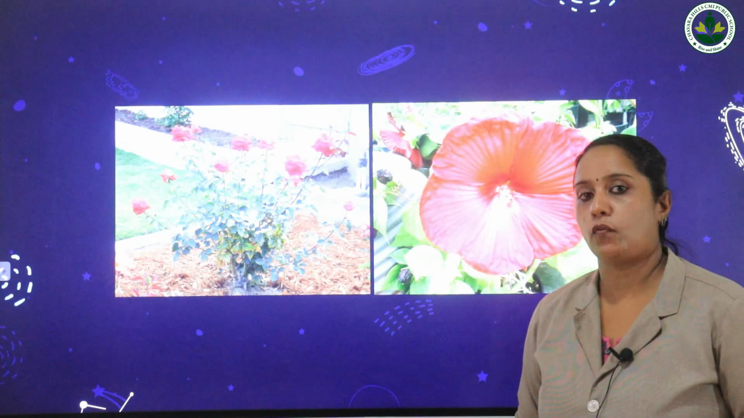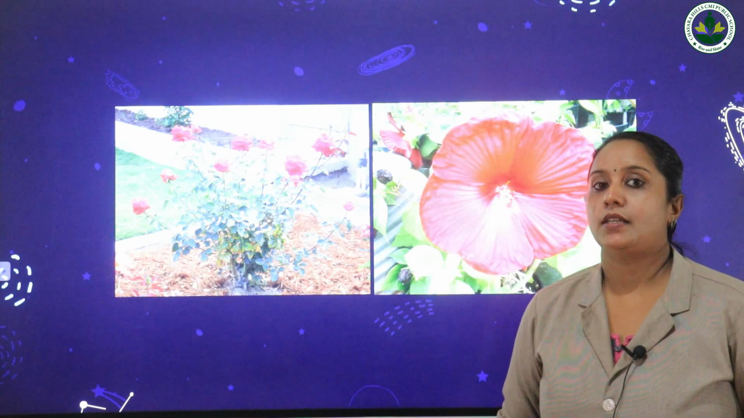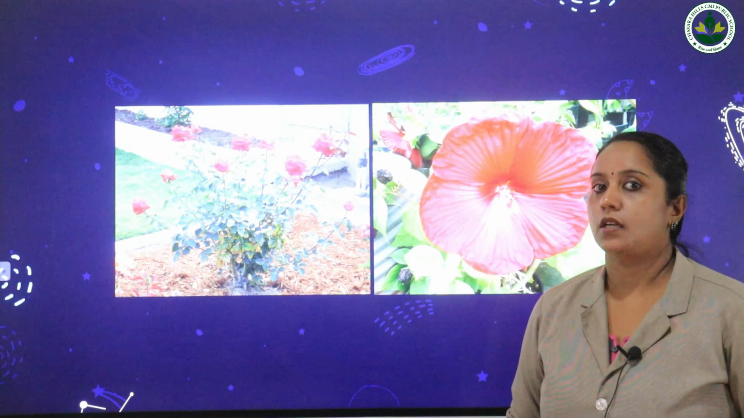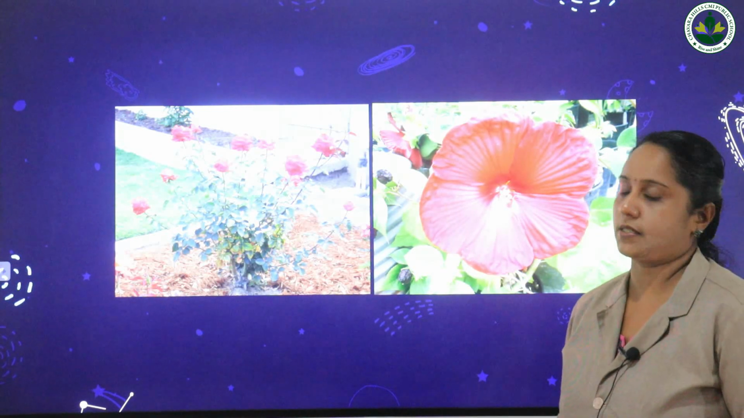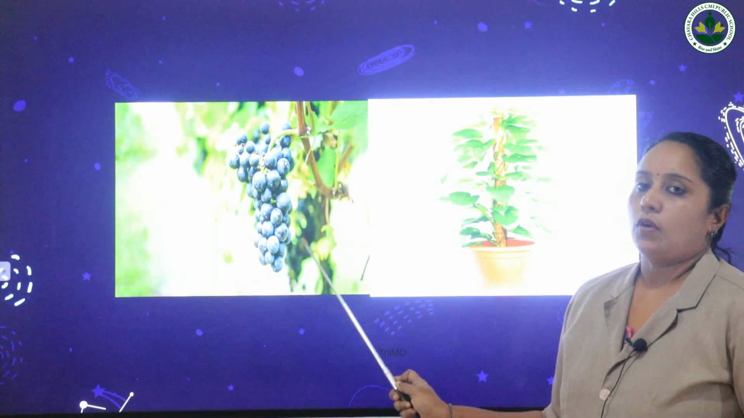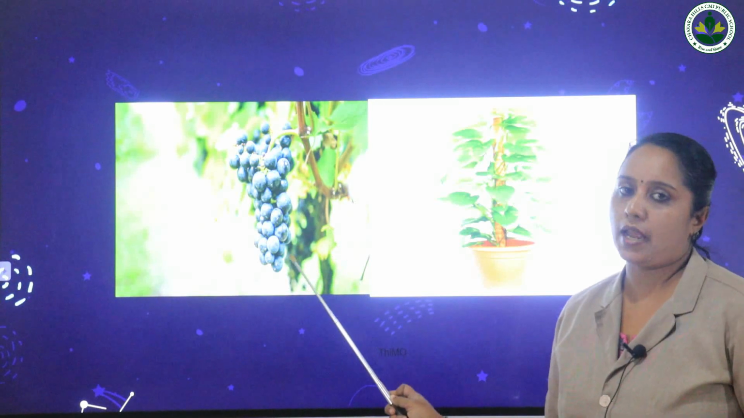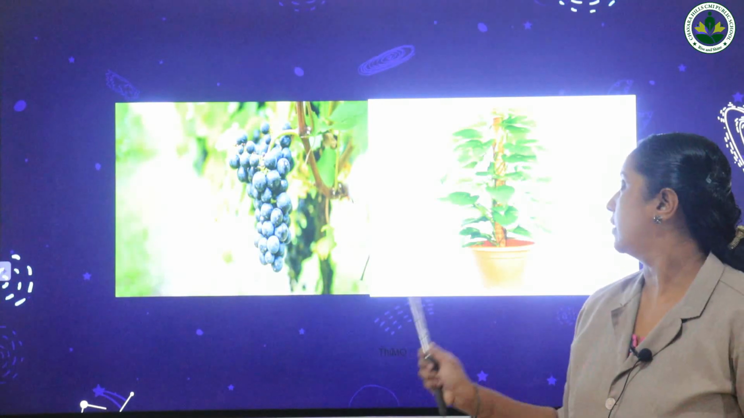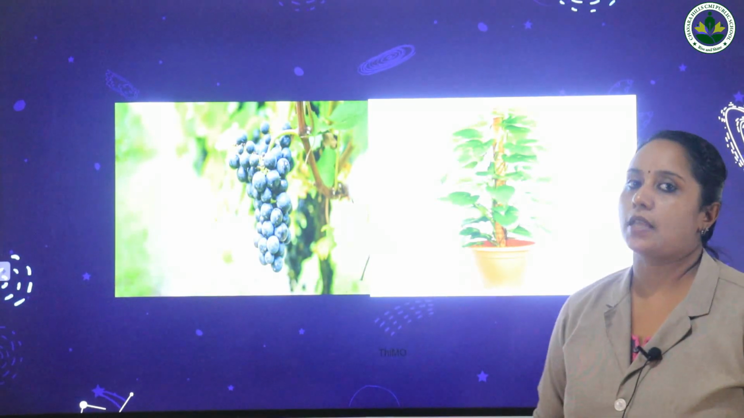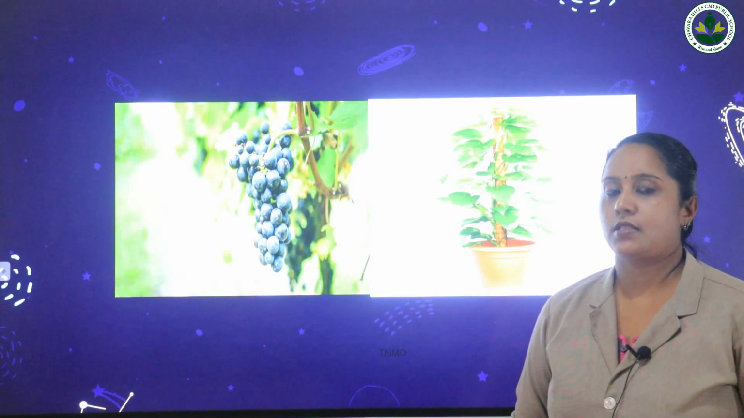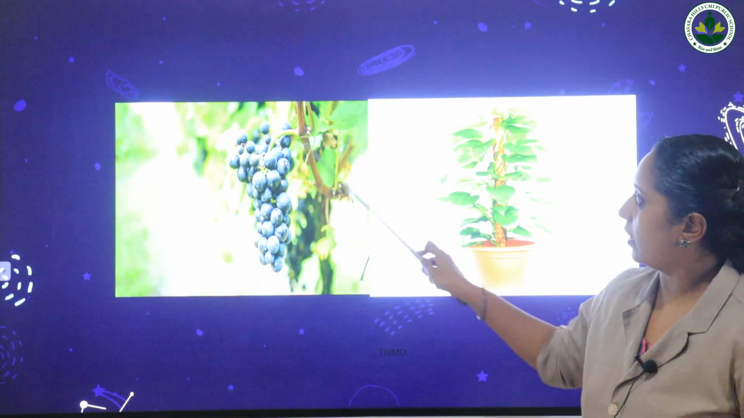Hibiscus is also known as shoe flower. So these two plants come as examples for which type of plant? Yes, do they come as examples for herbs or shrubs? Shrubs. So examples for shrubs, rose plant and hibiscus. Now third one, what do you see here? Yes, you can see grapes. So what is the name of this plant? It is known as grapevine. Now what about this? Yes, this is money plant. So these two come as examples for climbers, isn't it? So they are examples for climbers. You can see here the plant is climbing over other plants.